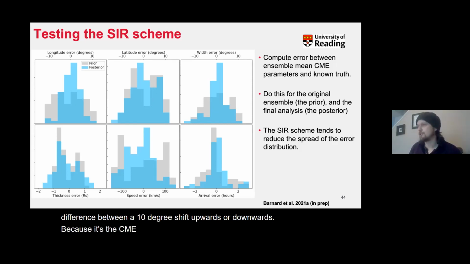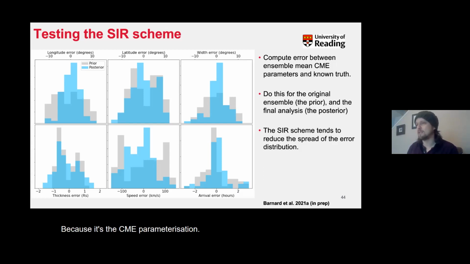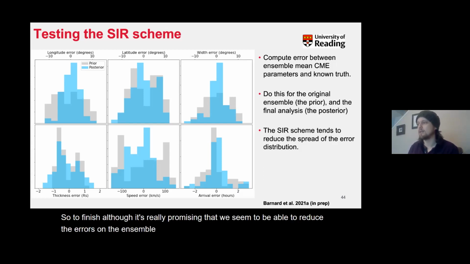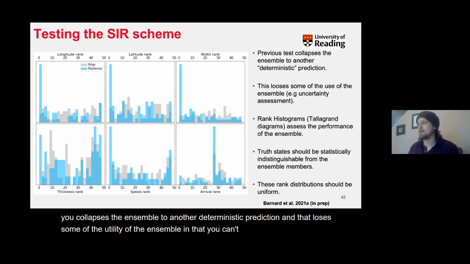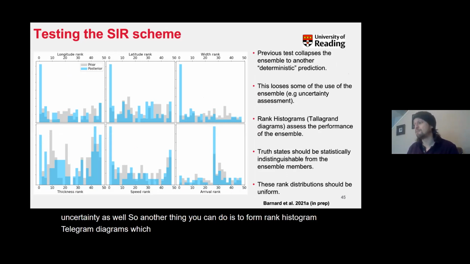To finish, although it's really promising that we seem to be able to reduce the errors on the ensemble forecast with this SIR scheme, there's still a lot of work to do. Essentially, that previous test I showed you collapses the ensemble to another deterministic prediction, and that loses some of the utility of the ensemble, in that you can't easily assess the uncertainty as well. So another thing you can do is form rank histograms, or Talagrand diagrams, which assess the performance of the ensemble.